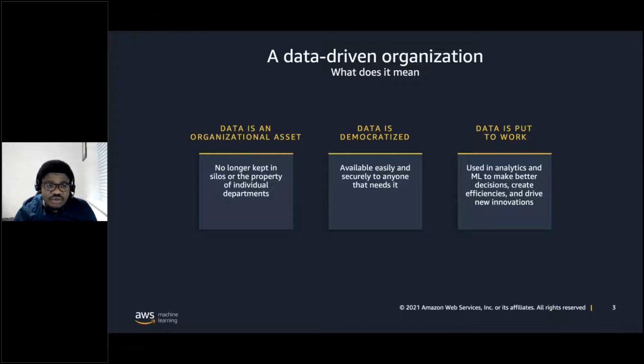Second is that data is democratized. What that really means is that data is available and can be easily and securely accessed by anyone that needs it. So whether it's for reporting or for business intelligence or for analytics or for machine learning, it is available and democratized. Finally, data is put to work, and this is where it begins to get interesting.